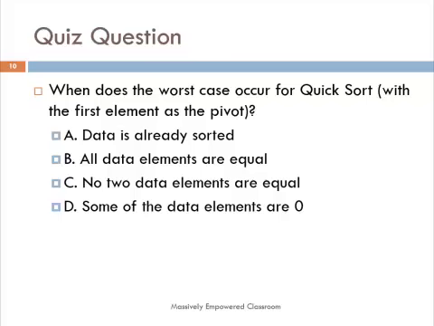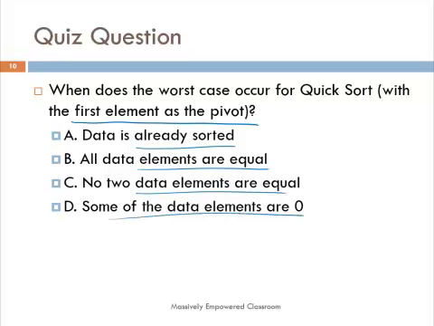So when does the worst case occur for QuickSort, with our assumption that the first element of the array is the pivot? Does it occur when the data is already sorted? Does it occur when all the data elements are equal to one another, or no two data elements are equal, or when some of the data elements are equal to 0? When does the worst case occur for QuickSort?